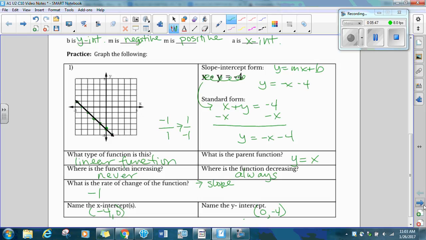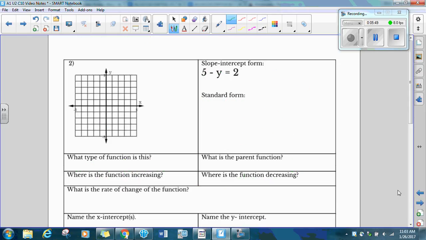Okay, to the next problem. Again, I should write this down here. So 5 minus y equals 2. I want to change that into slope-intercept form and standard form. For slope-intercept form, I need to get the y by itself.